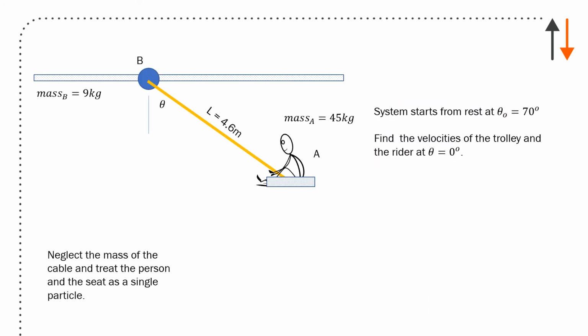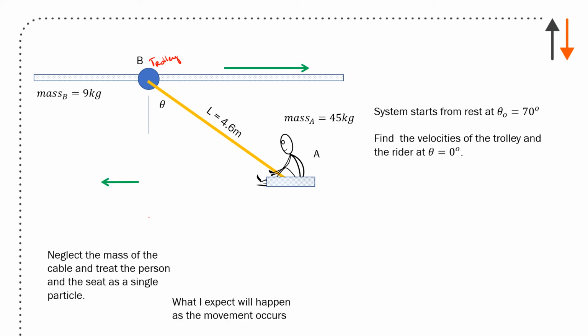So final example, looking at a person on a swing. The system starts from rest at a theta naught of 70 degrees, and we find the velocities of the trolley, this is the trolley over here, and the rider at theta equals 0. So the person is going to swing through and end up down here. Neglect the mass of the cable and treat the person in the seat as a single person.